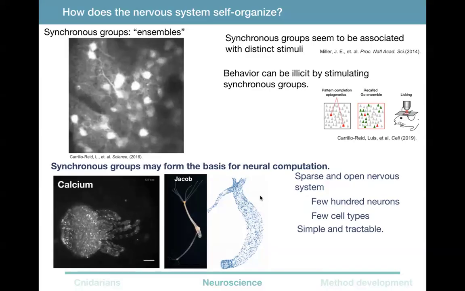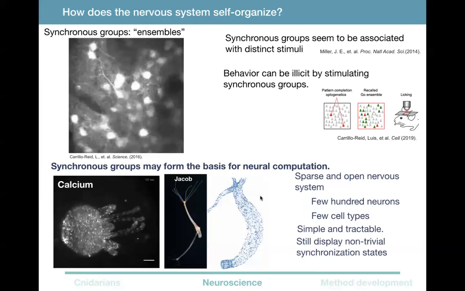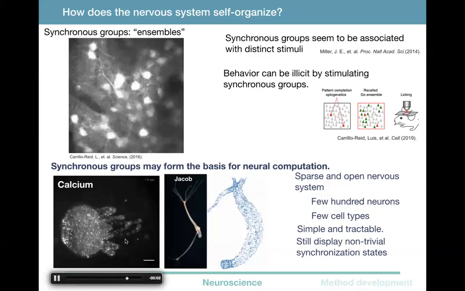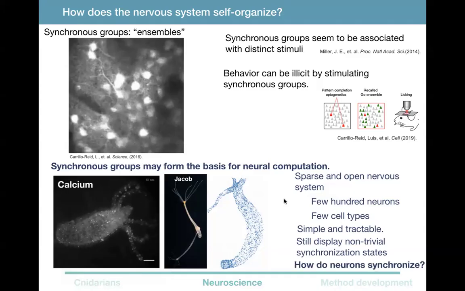You might be able to understand what's going on during the formation and development of this nervous system that you may not have access to in more complicated models like us. Even though they're simple, they still display non-trivial synchronization states. Just from this video, you can see different firing, and different neurons are flashing and then causing another group to flash. So there's lots of stuff going on. To say just that they're still interesting to study. So the question we're going to look at is how do neurons synchronize, and specifically how do they synchronize in Hydra?